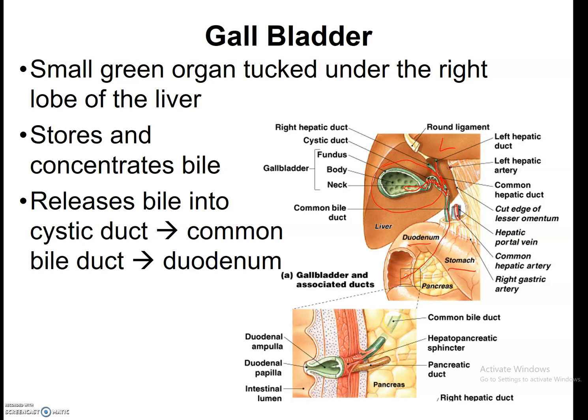So over here, what we're looking at down here in this figure, you have the duodenal ampulla, which is ampulla just kind of means like a bulb. Here is the common bile duct coming into the duodenal ampulla, and then the duodenal papilla drains into the intestinal lumen into the duodenum. Right here is the pancreas, and so the pancreas also drains into the duodenal papilla, releasing pancreatic juices into the duodenum.